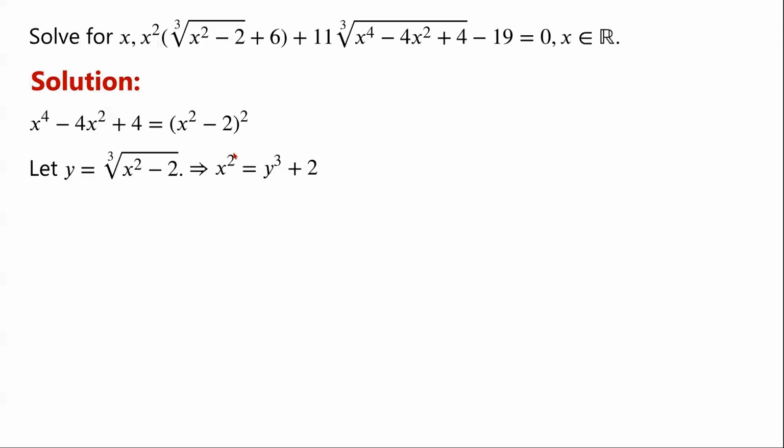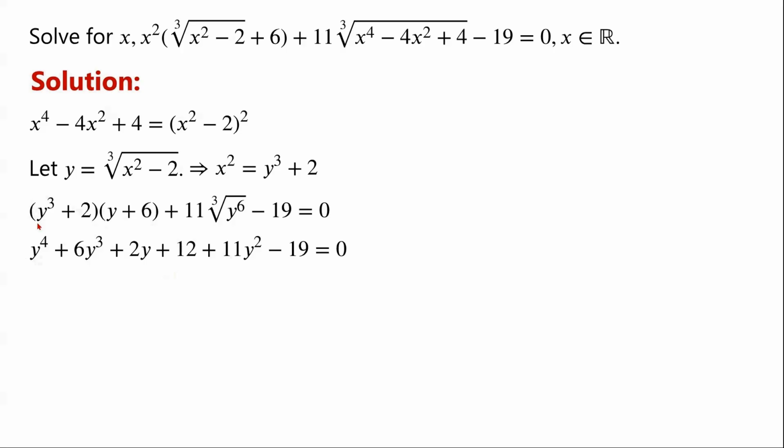So, we can now write the equation in terms of y. x squared can be written as y cubed plus 2. The cube root of x squared minus 2 is equal to y. The cube root of x to the power of 4 minus 4x squared plus 4 can be written as the cube root of y to the power of 6. So, the given equation can now be written as y cubed plus 2 times y plus 6, plus 11 times the cube root of y to the power of 6, minus 19 equals 0.